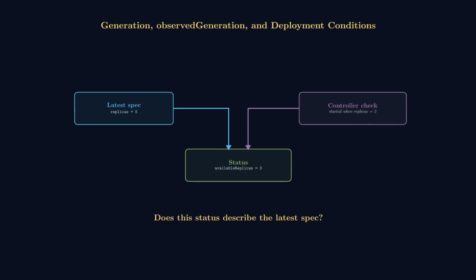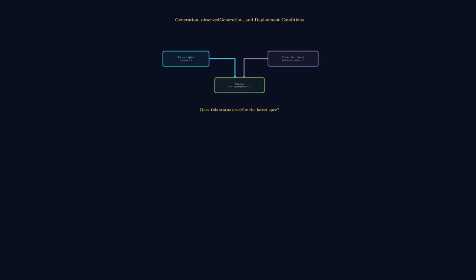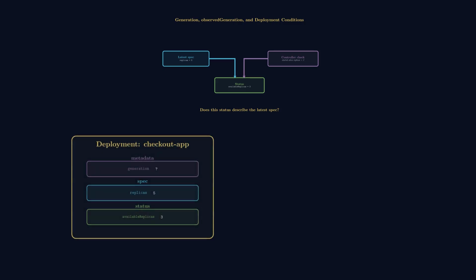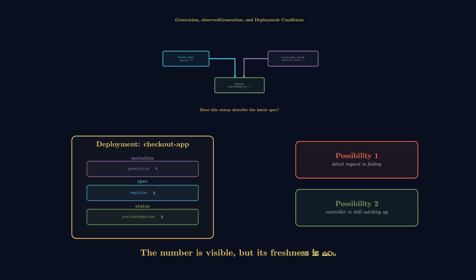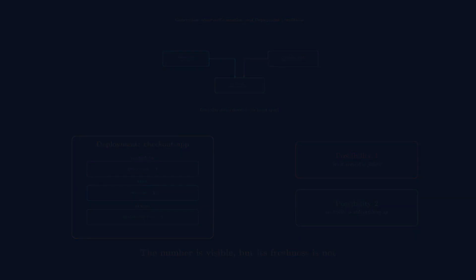The status value by itself does not answer that question. We can see that 5 replicas are desired and only 3 are available. That could mean the new request is failing, or it could simply mean the controller has not finished processing the 5 replica request yet. We first need a way to identify which version of the desired state the controller is talking about. Kubernetes gives us the first part of the answer through metadata.generation.